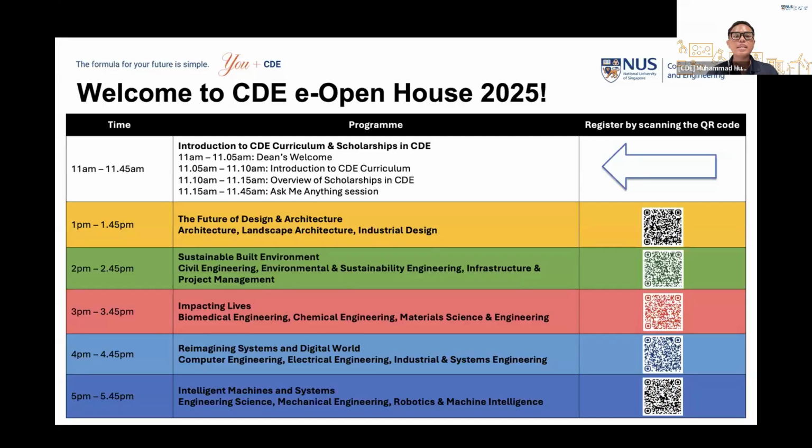At CDE, we offer 15 primary majors, and for today's virtual open house, we've grouped them into 5 main categories or themes. Firstly, Future of Design and Architecture, covering architecture, landscape architecture, and industrial design. Sustainable Innovation, showcasing civil engineering, environmental and sustainability engineering, infrastructure and project management. Up next, Impacting Lives, covering biomedical engineering, chemical engineering, and material sciences and engineering. Reimagining Systems and Digital World, covering computer engineering, electrical engineering, and industrial and systems engineering. And last but not least, Intelligent Machines and Systems, covering engineering science, mechanical engineering, robotics, and machine intelligence.